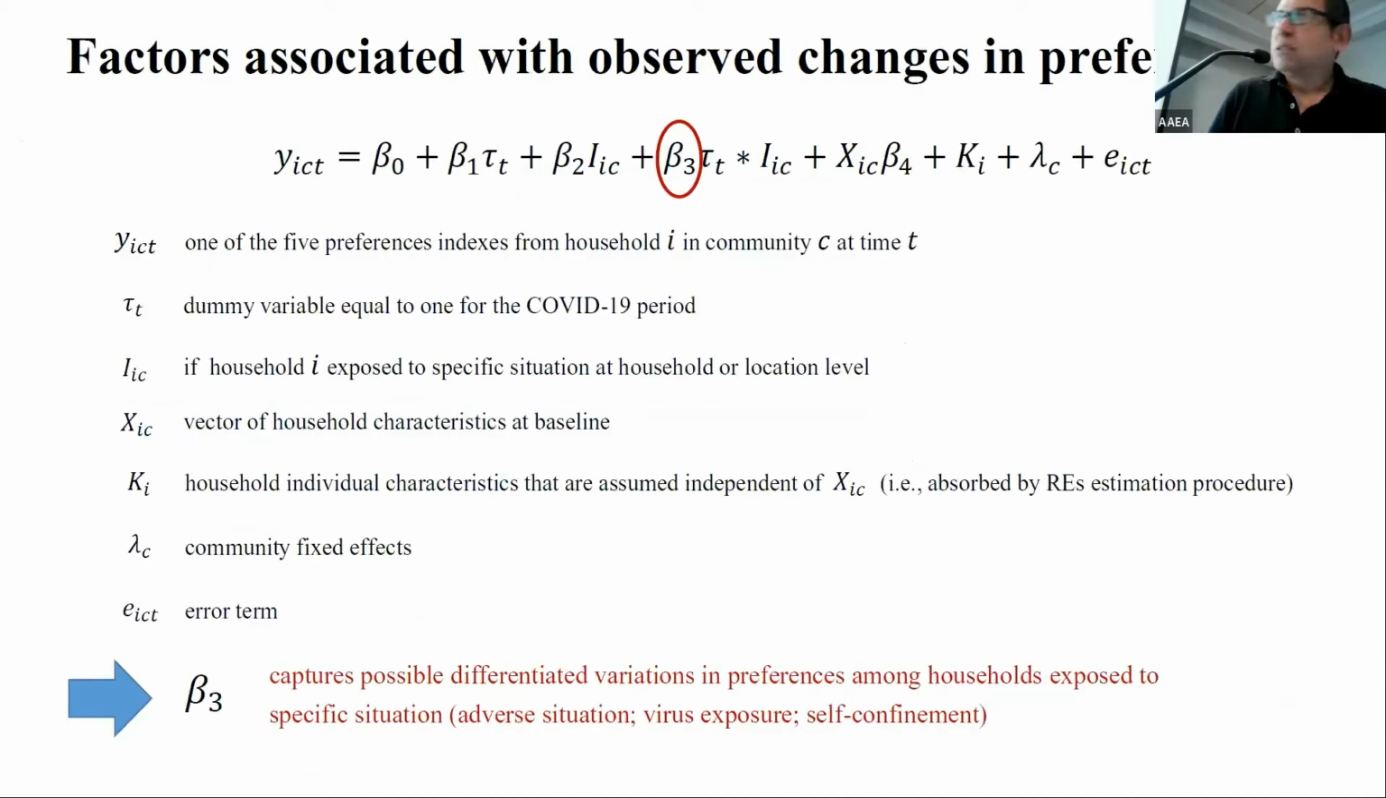So the next question we want to answer is where these changes in preferences can be associated with certain factors. With income, apparently there are no correlations, but we wanted to know whether the changes are associated with factors such as an adverse situation at the household level, the level of exposure to the virus, and whether there were differences between households located in communities that self-confined or not. We run a regression where the parameter of interest is beta 3, which captures possible differentiated variations in preferences among households exposed to a specific situation: a household adverse situation, the level of exposure to the virus, or whether the household was located in a community that self-confined.